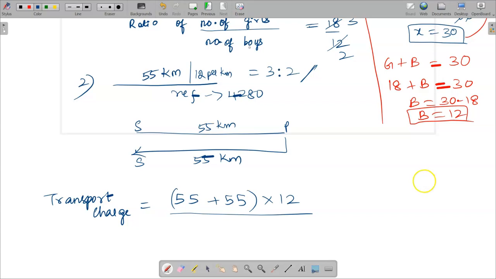So 55 plus 55 is nothing but 110. Okay, so this is 110 into 12, that we have to find out. So 2 into 0, 0; 2 ones are 2; 2 ones are 2; again 1 into 0, 0; 1 into 1, 1; 1 into 1, 1. So 0, 2, 3, 1. Okay, so the total cost is 1320.